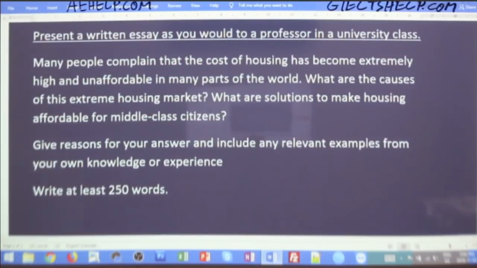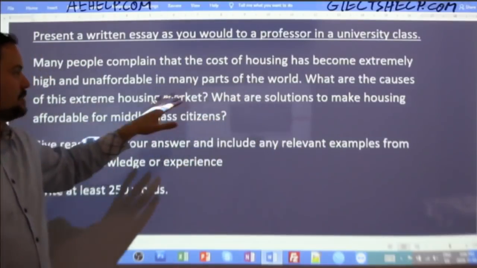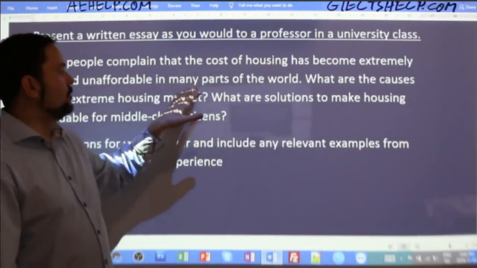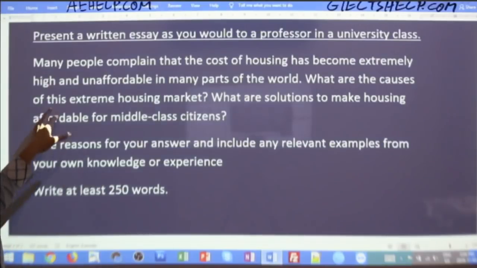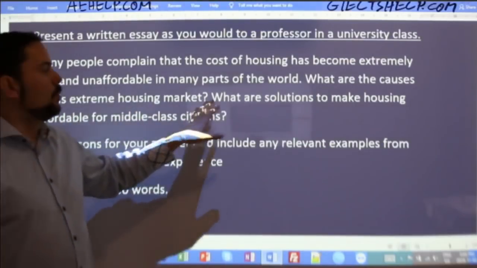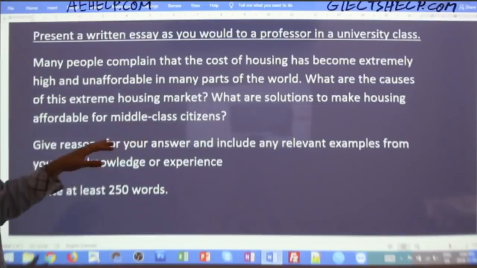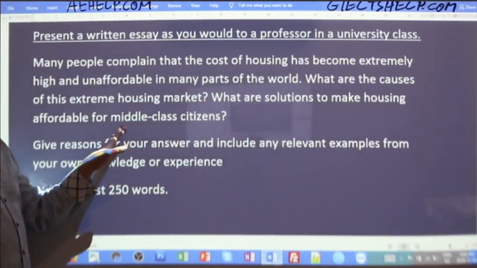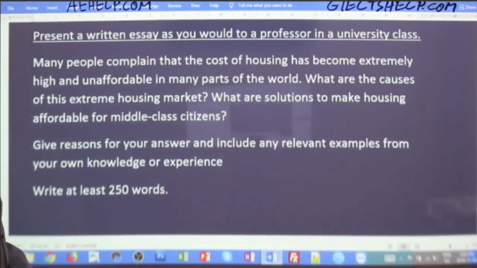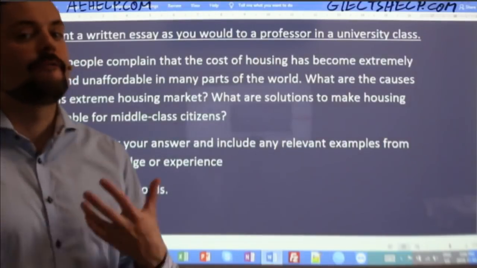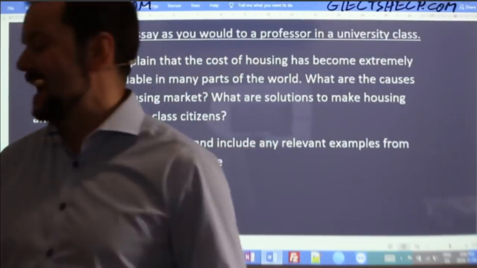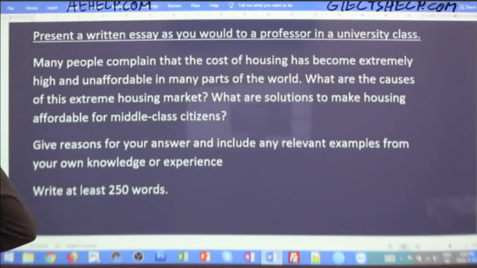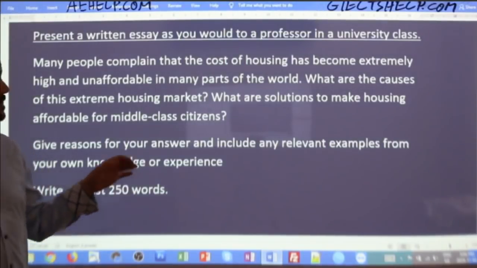So the specific question reads, many people complain that the cost of housing has become extremely high and unaffordable in many parts of the world. What are the causes of this extreme housing market? What are solutions to make housing affordable for middle-class citizens? Okay, so good, we've read that question, and you should write at least 250 words and spend about 40 minutes on this task. So let's step back to the first interesting part of this question.